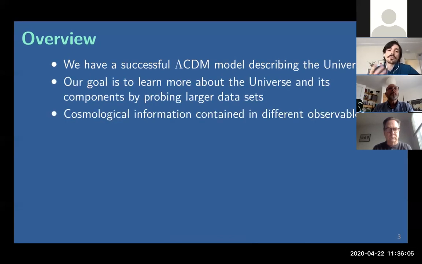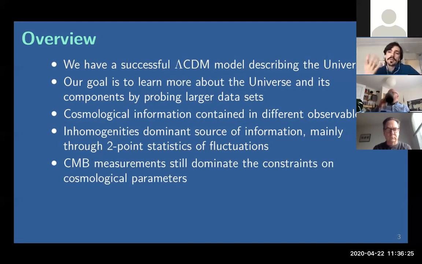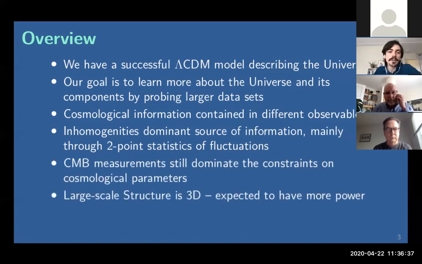We found this cosmological information to be contained in many different observables, but one that stands out, which we've learned over the past several decades, is that inhomogeneities are the dominant source, and mainly we get this information through the two-point statistics of fluctuations. The cosmic microwave background has been a prime example of this, and most of our constraints on cosmological parameters have come from the fluctuations in the temperature that we see in the CMB from WMAP and Planck.